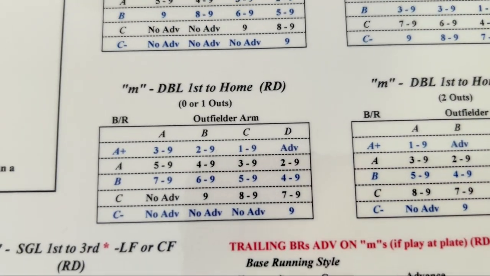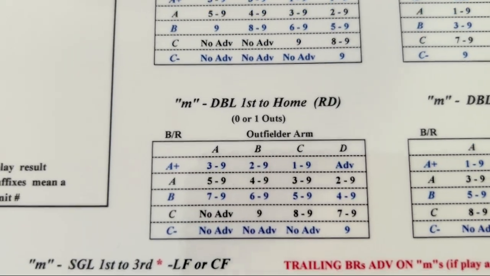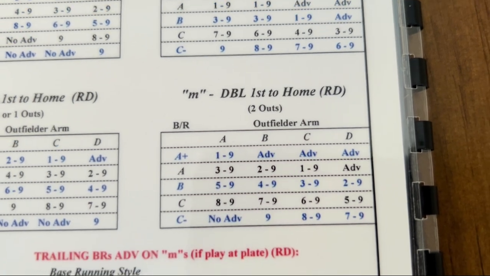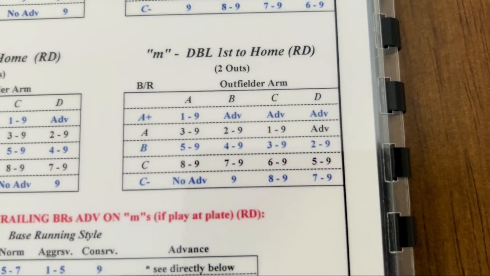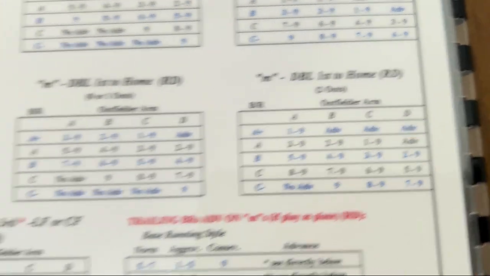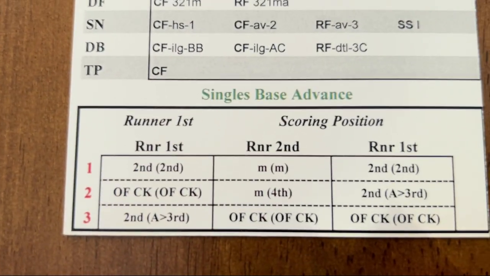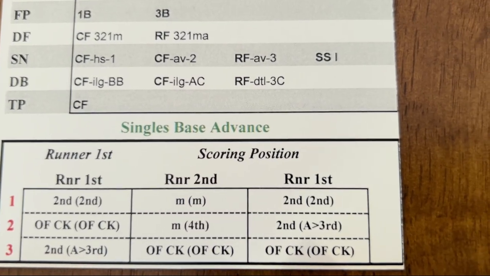Notice with the doubles charts, there's one chart for all fields for 0 or 1 out, and there's one for all fields with 2 outs. And obviously the base runner has a better chance of scoring with 2 outs because he's probably going with contact. It's a little bit different than the singles, where the 2 out advance is on the flip card itself in parentheses next to the other notation.